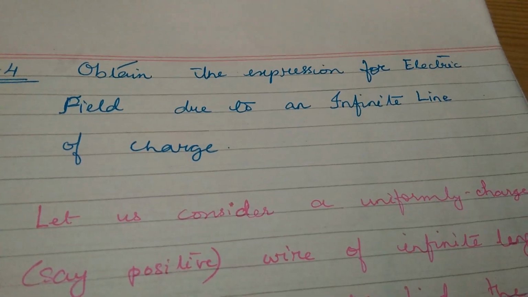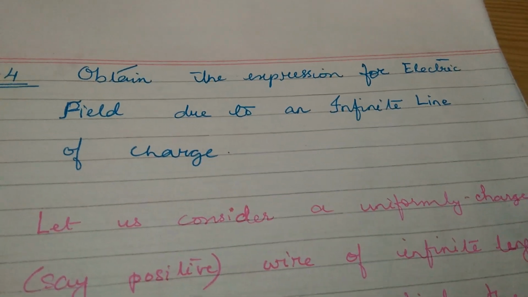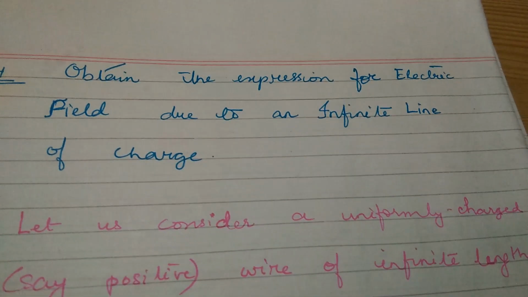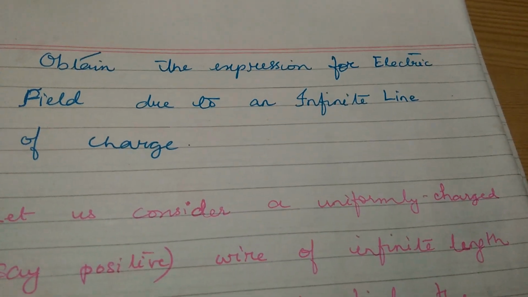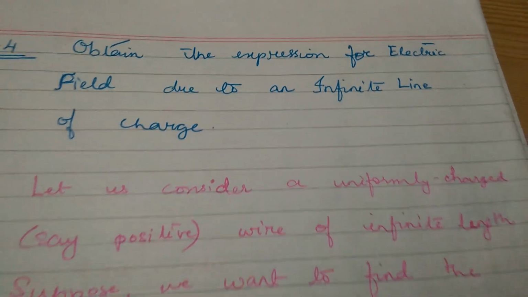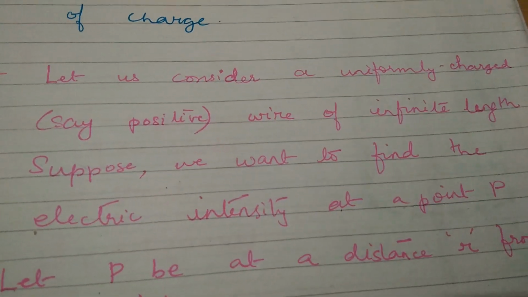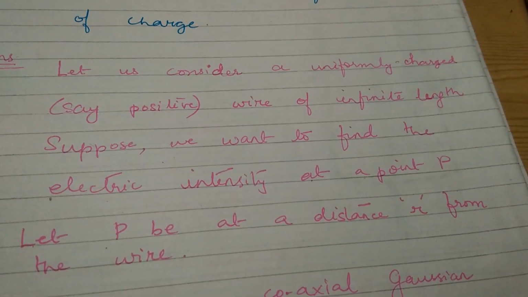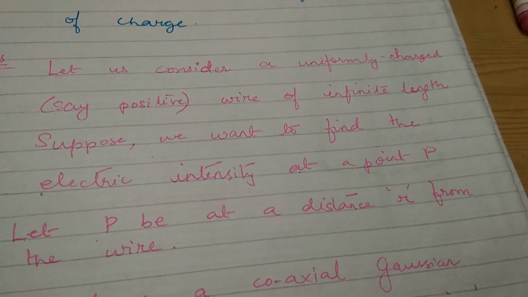Gauss's theorem is usually used to find the electric field for continuous charge distributions. Let us see one such continuous charge distribution which is in the form of an infinite line of charge. So these are the assumptions. Let us consider a uniformly charged, say positive, wire of infinite length.